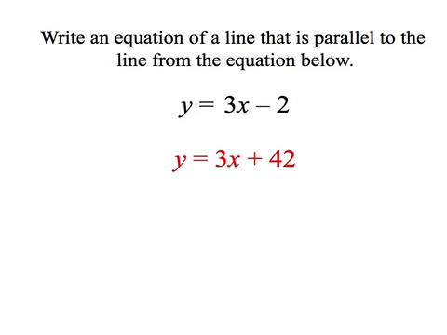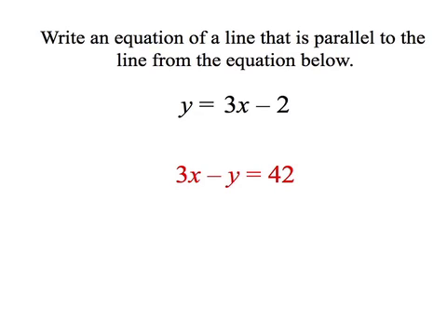So here's a possible answer. It's y equals 3x plus 42. Here's another possible answer. Y equals 3x take away 4. They both have a slope of 3, but they each have a different y-intercept. And here's one more. This is the one with a y-intercept of 0.